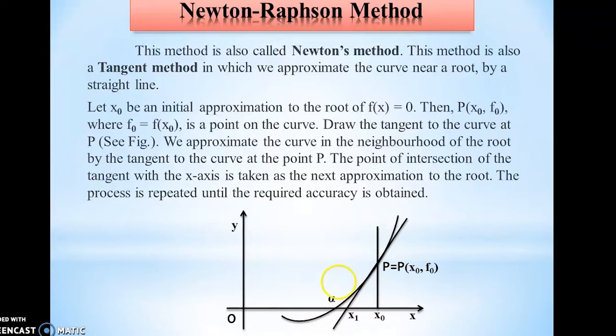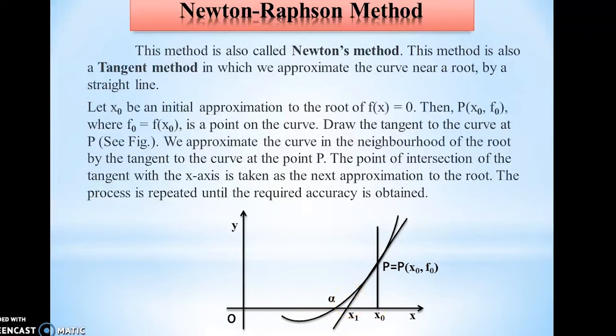The point of intersection with the x-axis and the tangent will be your first approximation to the root, say x1. We will call it x1.